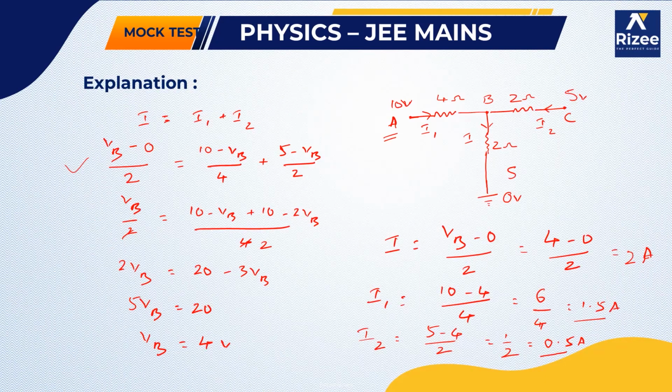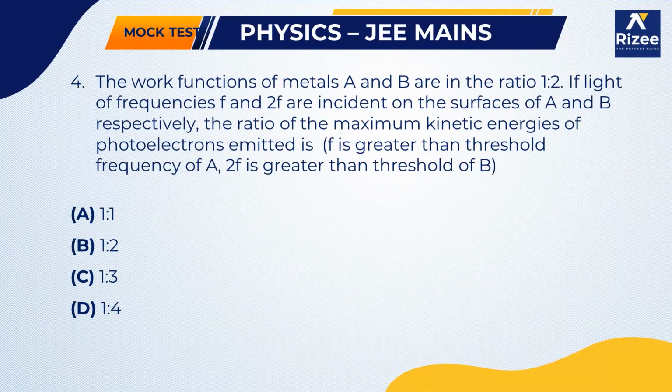Now coming to your fourth question. The work functions of metals A and B are in the ratio 1:2. If light of frequencies f and 2f are incident on the surfaces A and B respectively, the ratio of maximum kinetic energies of the photoelectrons emitted is, he is asking the ratio of the maximum kinetic energies. So f is greater than the threshold frequency of A. He has given these conditions, and this condition is very, very important.